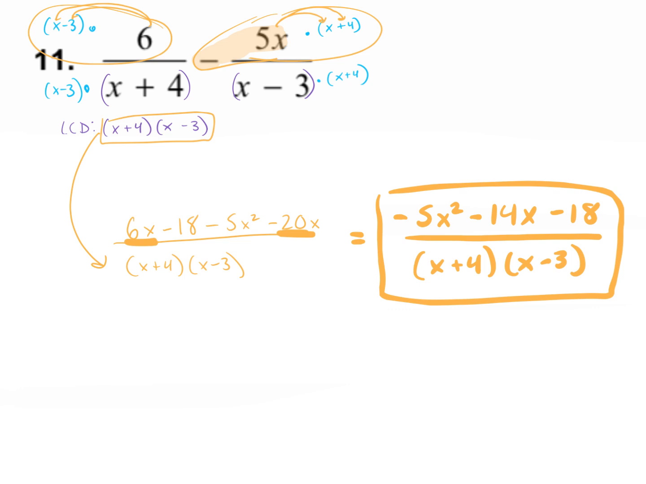So for these types of questions, first step is to find the least common denominator. Second step is to multiply by missing factors.